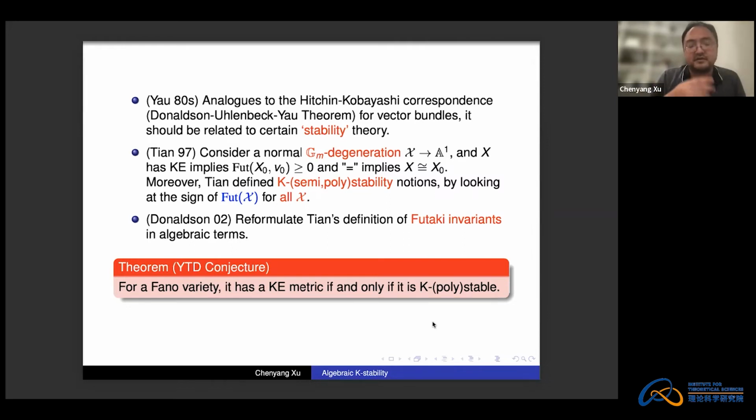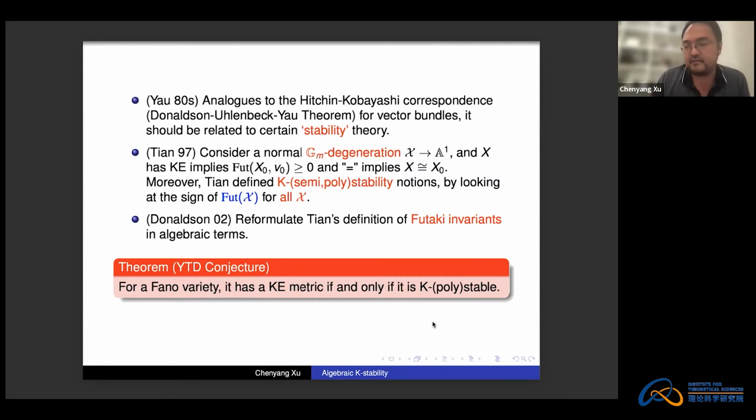As I just said, there was a finite dimensional prototype example, and a similar theory was worked out very successfully for vector bundles on smooth complex manifolds, which says that a vector bundle has a Hermitian-Einstein metric if and only if it's slope stable. This is called the Hitchin-Kobayashi correspondence, and it was proved by Donaldson, Uhlenbeck, and Yau. So this vector bundle version is very successful, and it also inspired Yau to have this insight.